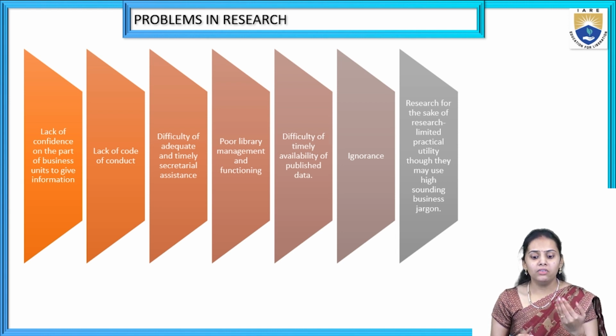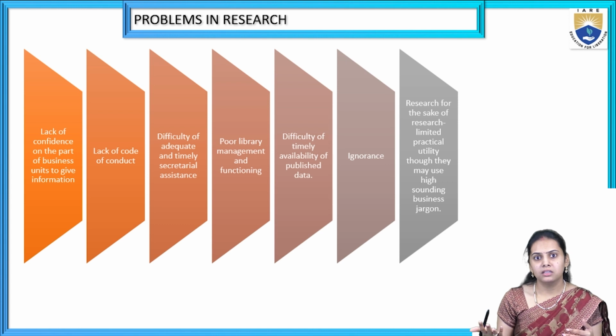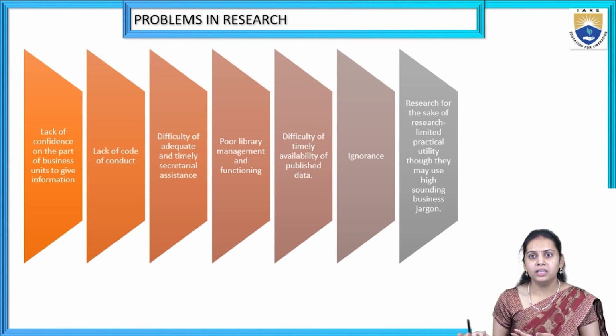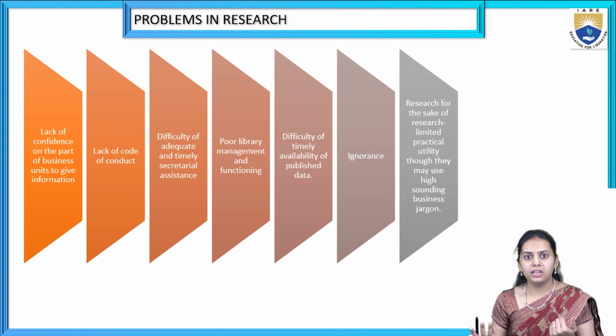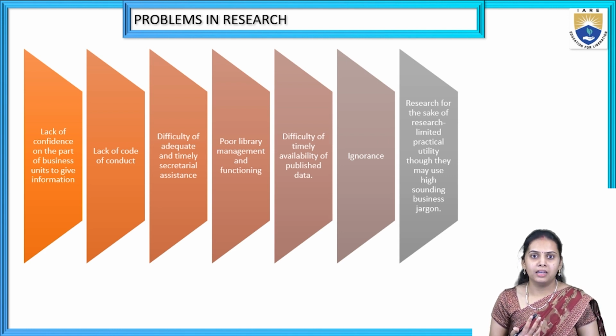And the difficulty of advocate and timely secretarial assistance. And the other part is poor library management and functioning. For a collection of data or a collection of research work, there are no references or no sources to study. It is one of the very toughest tasks. When we choose a stream that doesn't have any other scope to get a reference, to get a base, it is very tough to build an entire research without a base.